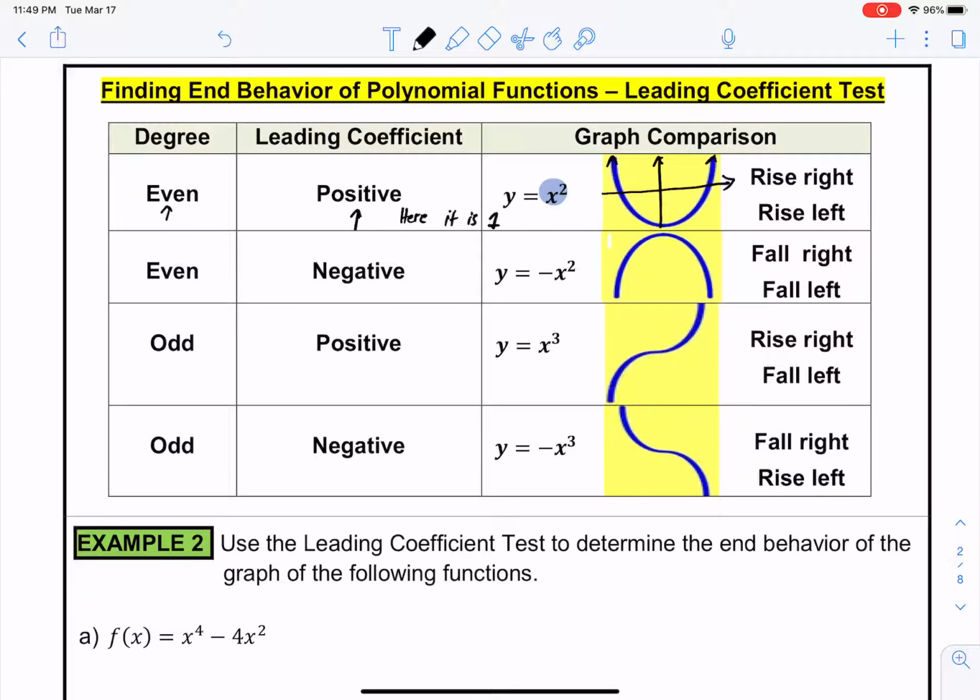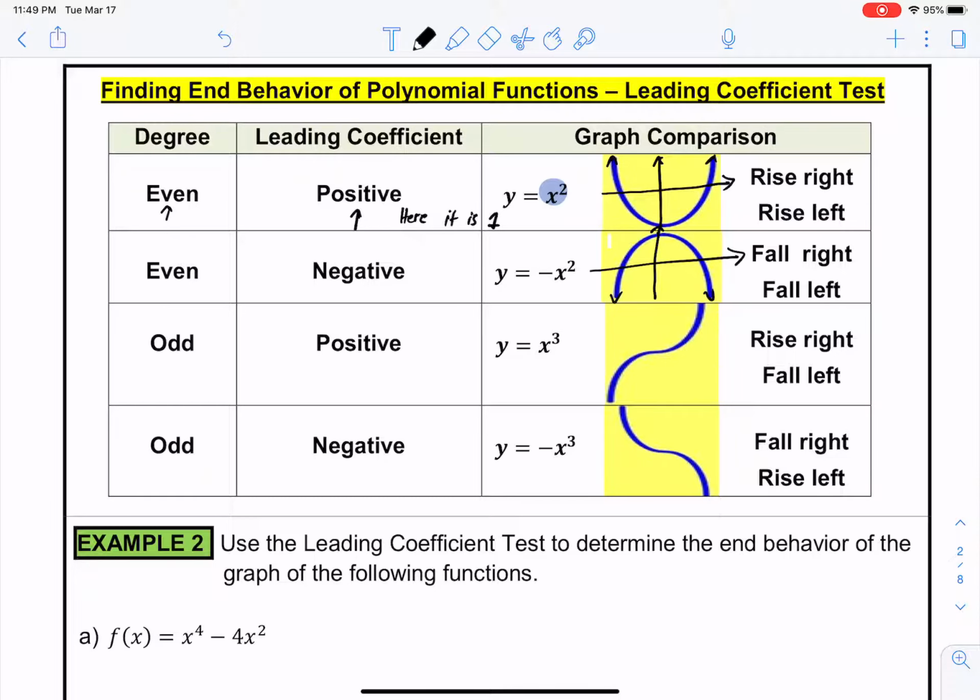If the degree of the polynomial is even and the leading coefficient is negative, then the function is going to fall on the right-hand side and it is going to fall on the left-hand side also. So if we draw a straight line, it is going toward negative infinity on either side. So it's falling on the left-hand side and it's falling on the right-hand side.